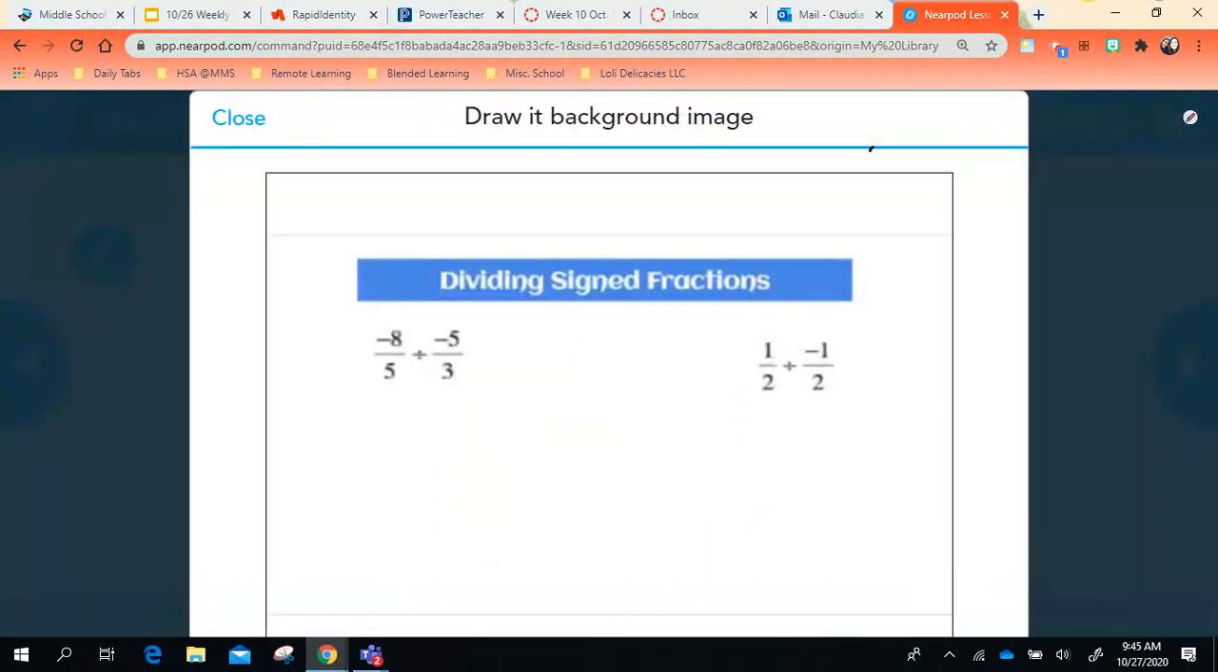Okay, so I've got 2 more. I want you to do the first one. Whichever method. Cualquiera de los 2 métodos. Escoge uno. Hazlo en tu libreta.